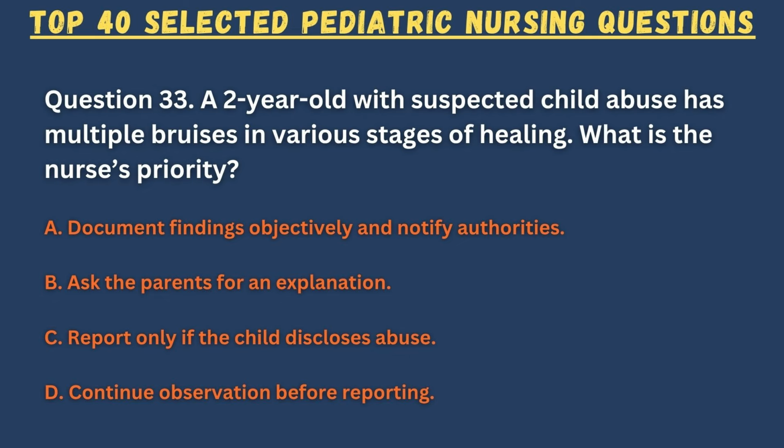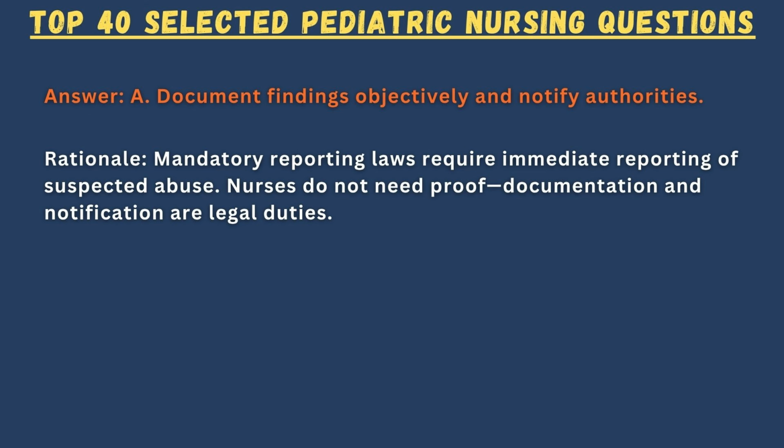Question 33. A 2-year-old with suspected child abuse has multiple bruises in various stages of healing. What is the nurse's priority? A. Document findings objectively and notify authorities. B. Ask the parents for an explanation. C. Report only if the child discloses abuse. D. Continue observation before reporting. Answer. A. Document findings objectively and notify authorities. Rationale. Mandatory reporting laws require immediate reporting of suspected abuse. Nurses do not need proof. Documentation and notification are legal duties.